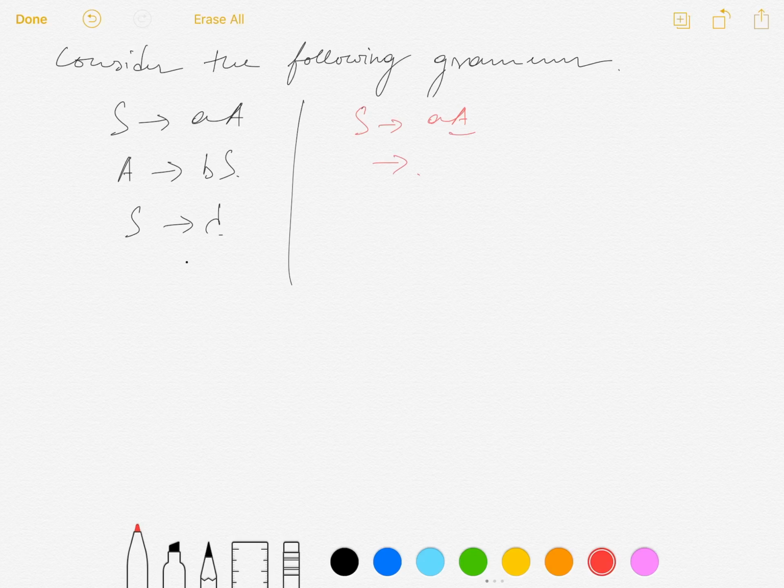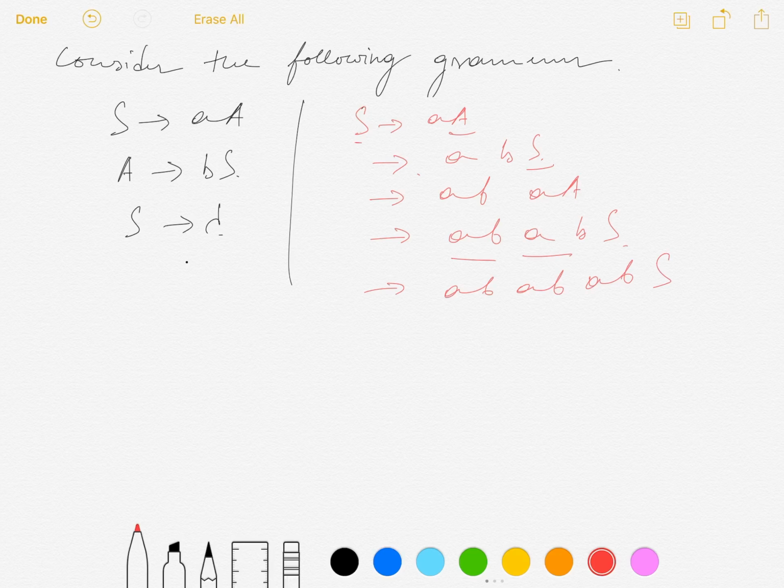Now, A can be replaced by B S, right, and if I replace this S with A again, then I will get A B A. If I replace this one, then I will get A B S. So, every time I replace, I get a new string. In the next two productions, I must get A B S. In the first two replacements I am getting A B only. In the next two replacements I am getting A B, and in the next two A B S.